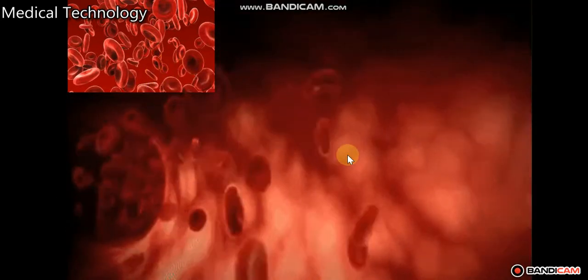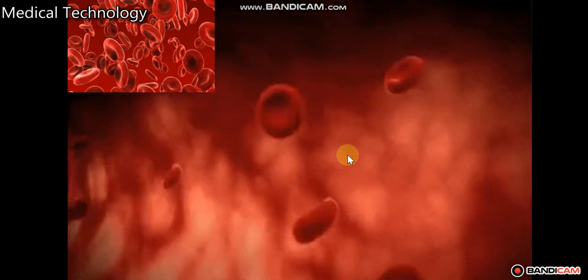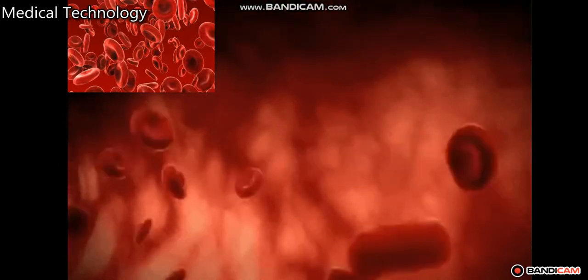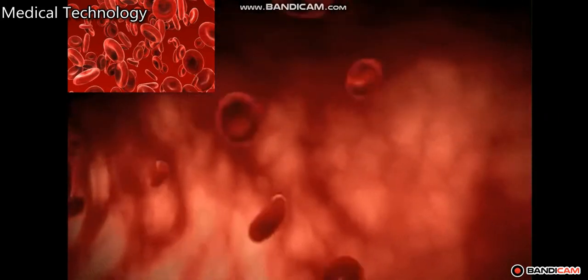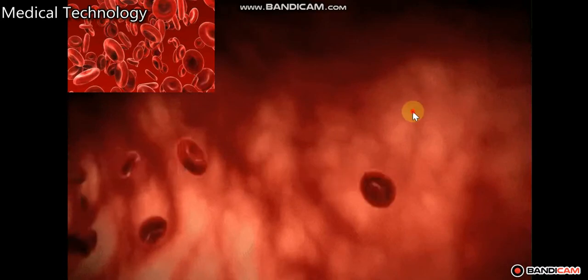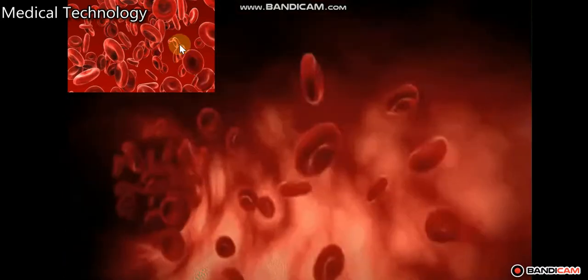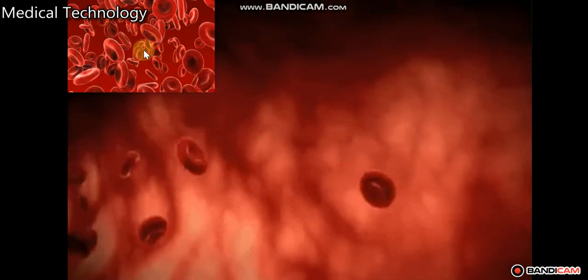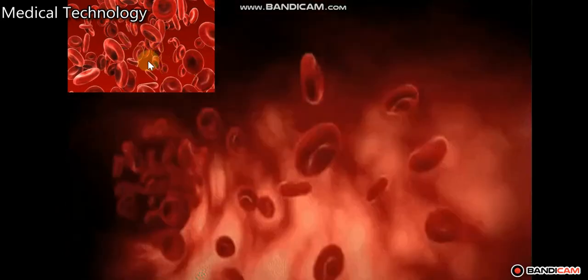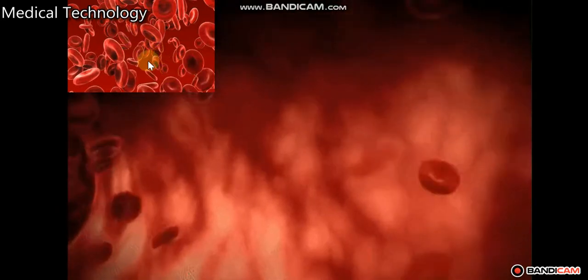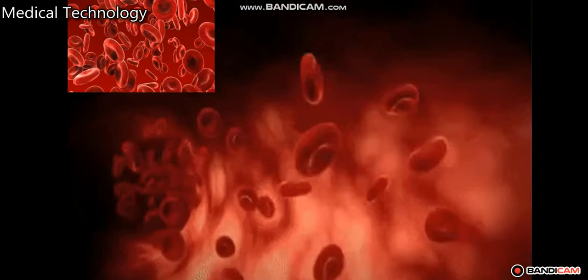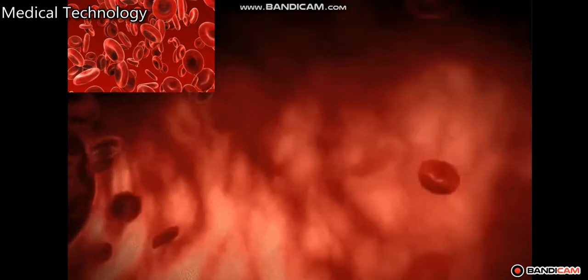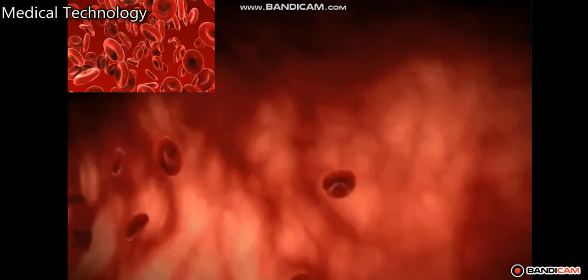In anemia, the patient will suffer from difficulty in breathing. In polycythemia, the patient also suffers from headache, because the RBCs press on the walls of blood vessels.